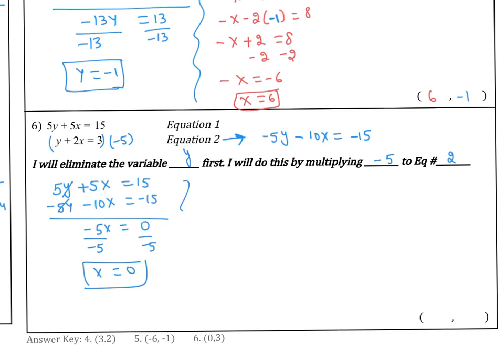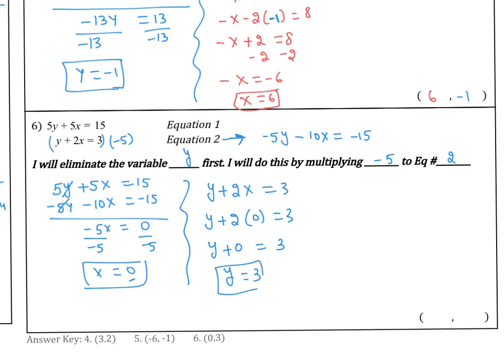Now we are going to use one of the original equations to solve for y, and I'm going to use y plus 2x equals 3, where I'm going to plug in the x value as 0 because we found the 0 here. y plus 0 equals 3 and y came out as 3. So now our ordered pair is going to be 0 comma 3.